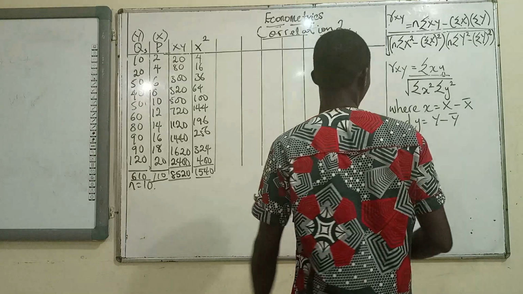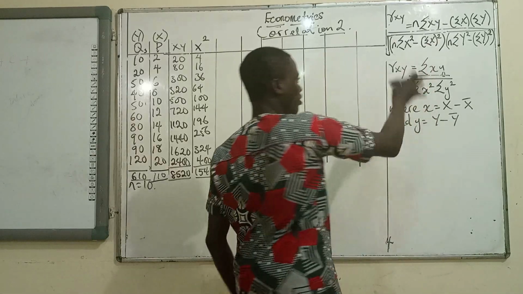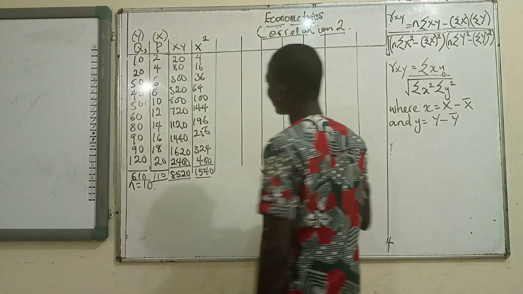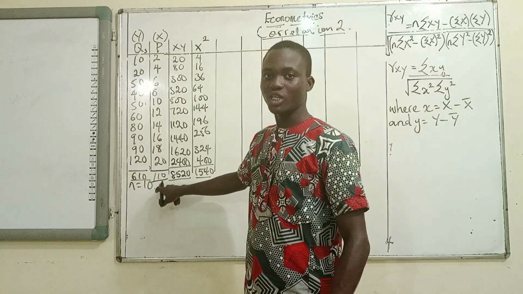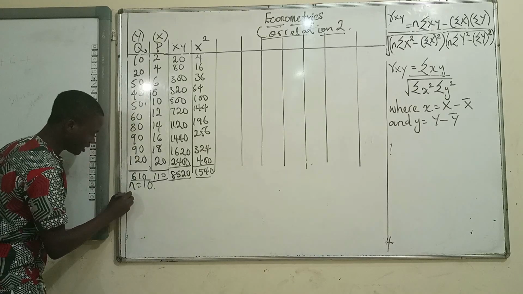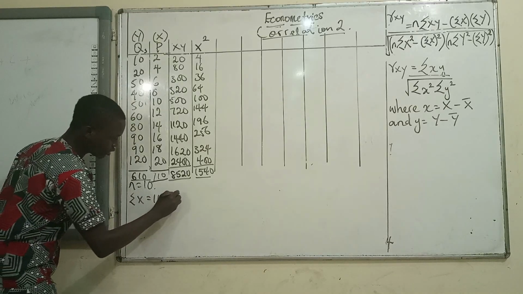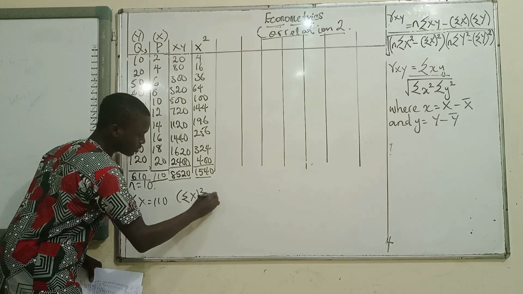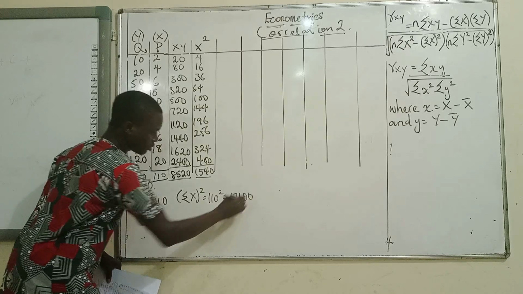So what is the next thing that we need? We need sum of x, open a bracket, sum of x, close the bracket, then square. So where is sum of x? This is sum of x. So what we just have to do is to square this value. Since sum of x equals 110, sum of x squared now equals 110 squared, and that is going to give us 12100.